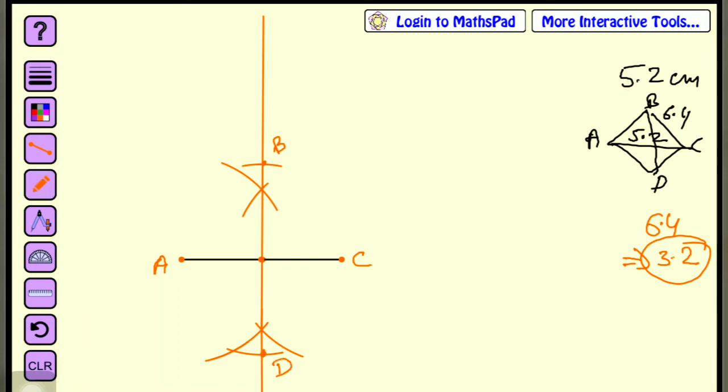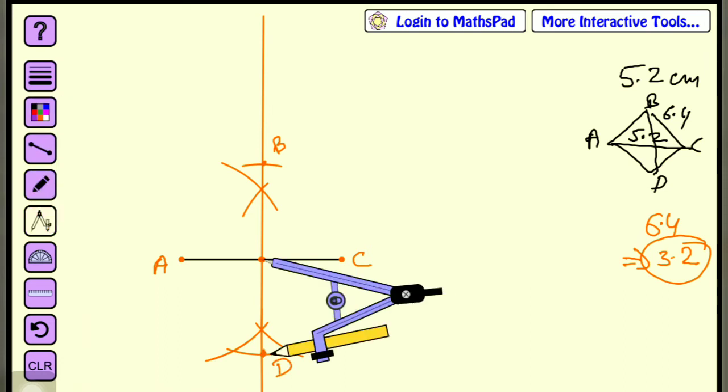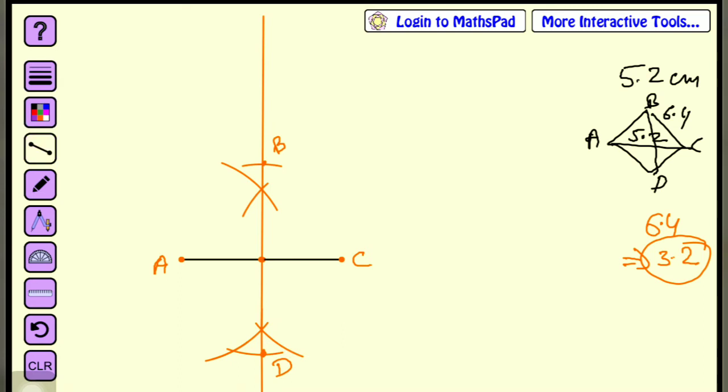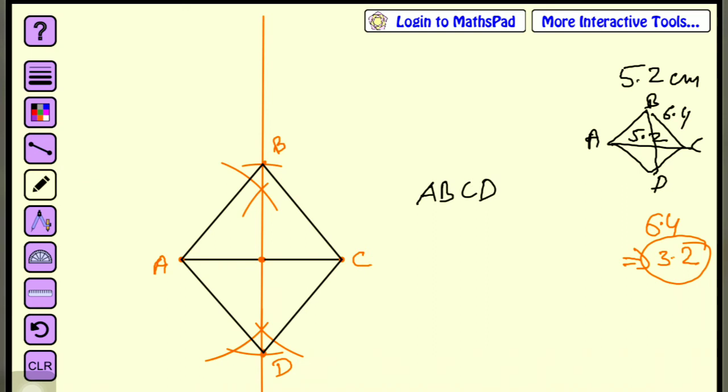So now simply we have to join these points A to B, B to C, C to D, and A to D. This is our required quadrilateral ABCD, which is a rhombus having its two diagonals mutually perpendicular to each other and bisectors of each other also.